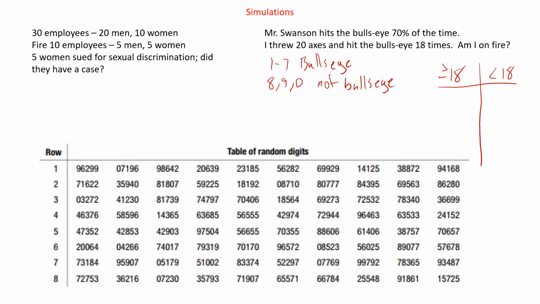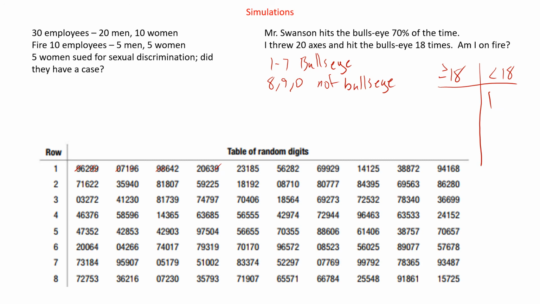So 8, 9, or 0 are not bullseyes. So in the first row, I miss, miss, miss, miss, miss. So there's 5 in each, so I need 4 groups. Miss, miss, miss. So I didn't hit at least 18. I missed a whole bunch. So we'd have a tally there.